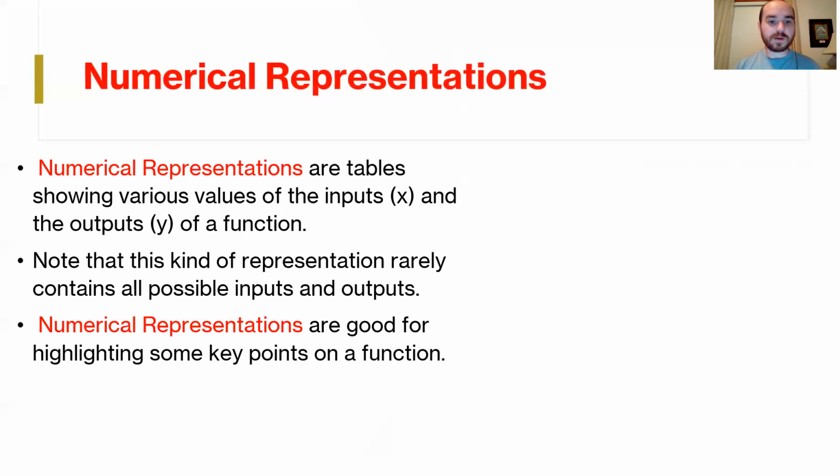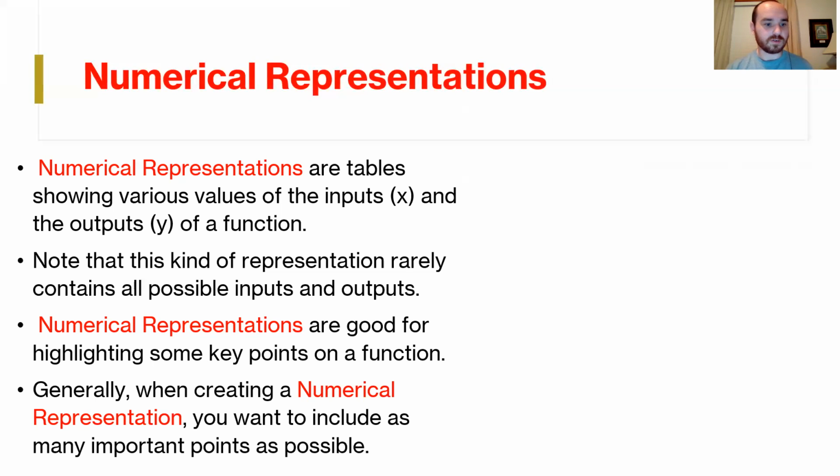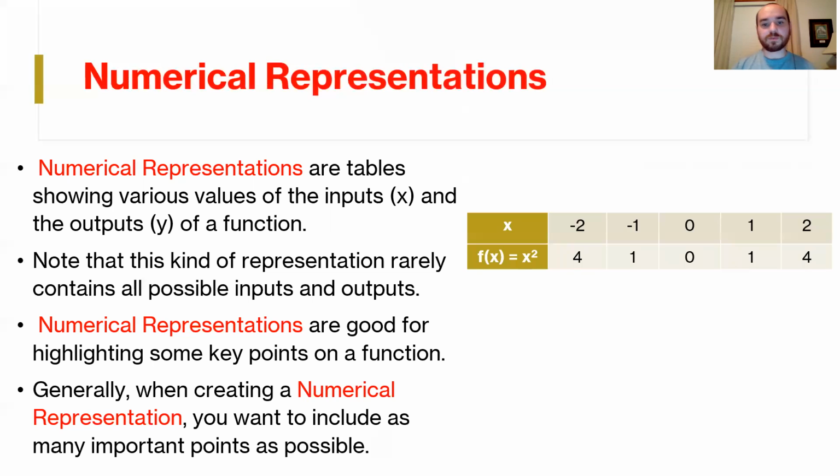But numerical representations are good for highlighting some key points on a function. So things like the y-intercept, the x-intercepts, any maximums or minimums, any place where the slope is the greatest, stuff like that. Generally, when creating a numerical representation, you want to include as many important points as possible. So like I said, those y-intercepts, x-intercepts, all that kind of stuff.